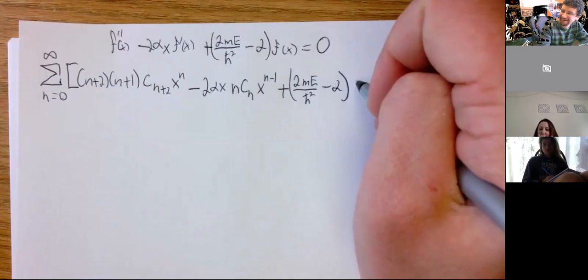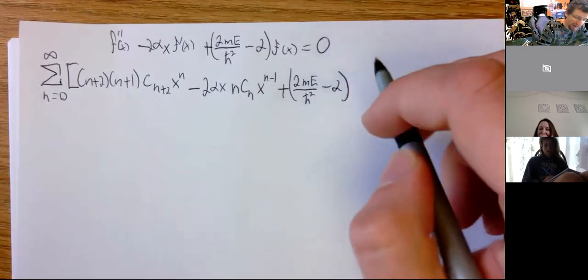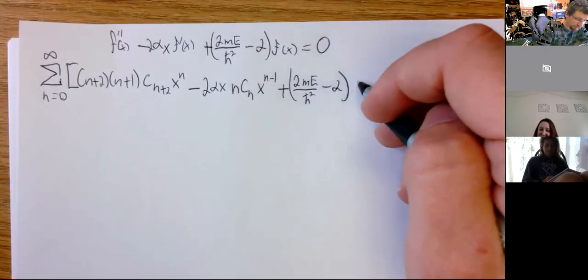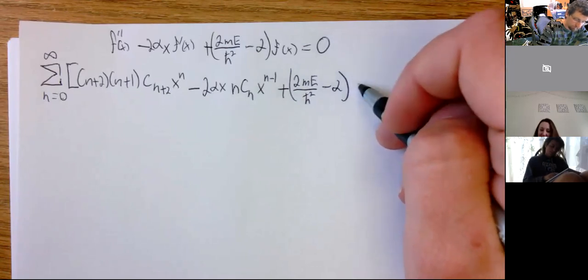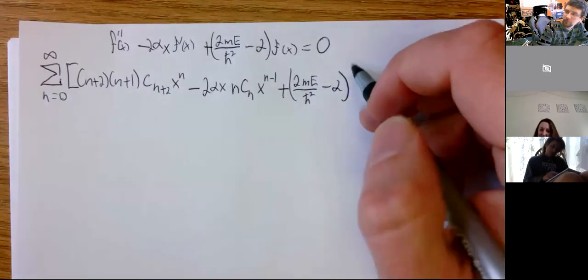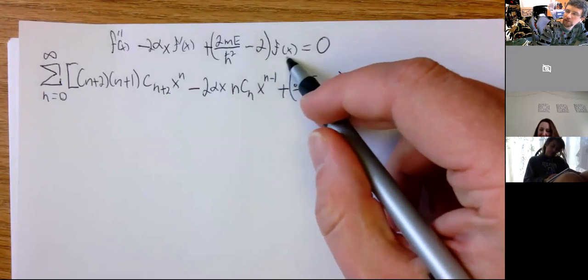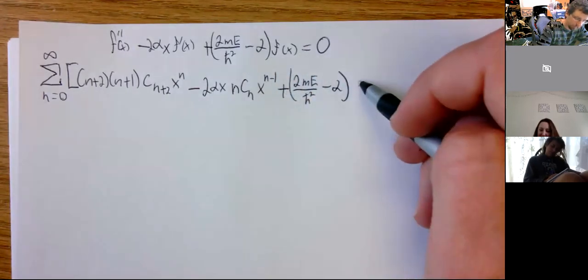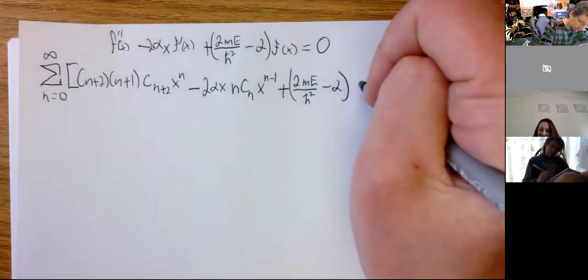What's coming next here? So we need whatever the function was of f of x. Just Cn x^n. Yep.